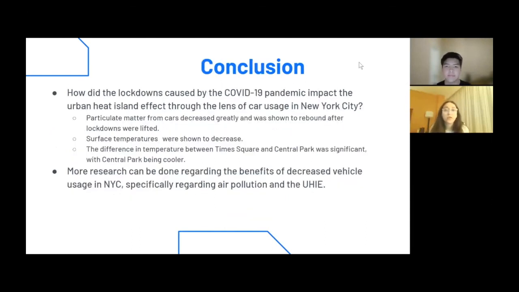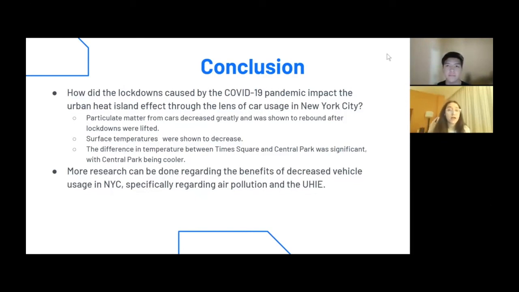So in conclusion, this was our research question again. And we found that particulate matter from the cars decreased greatly, but it was shown to rebound after those lockdowns were lifted. And surface temperatures were also shown to decrease during the lockdown. However, since that limitation regarding the 2021 data, we can't state what happened after the lockdowns were lifted. And we also saw that the difference in temperature between Times Square and Central Park was significant, with Central Park being a lot cooler. And overall, the air pollution in our area did decrease and then increase, like we said before.